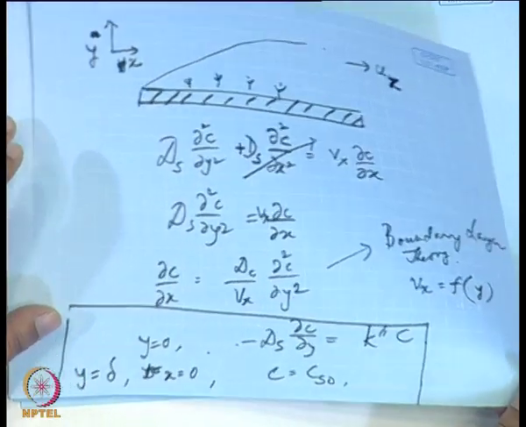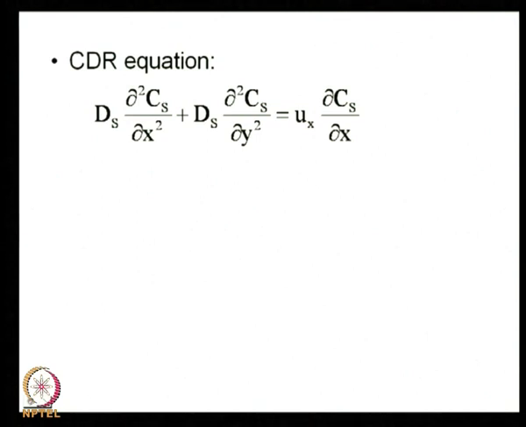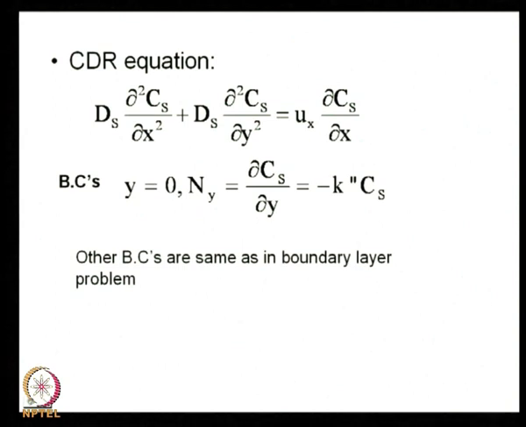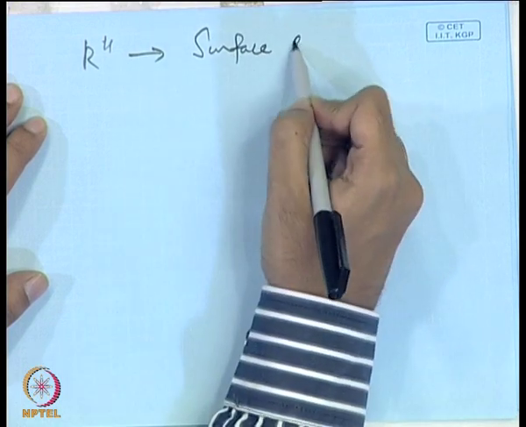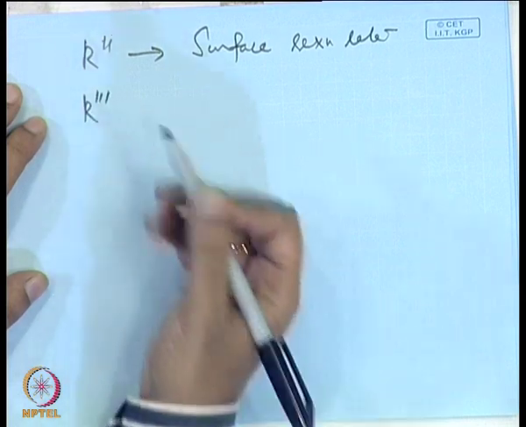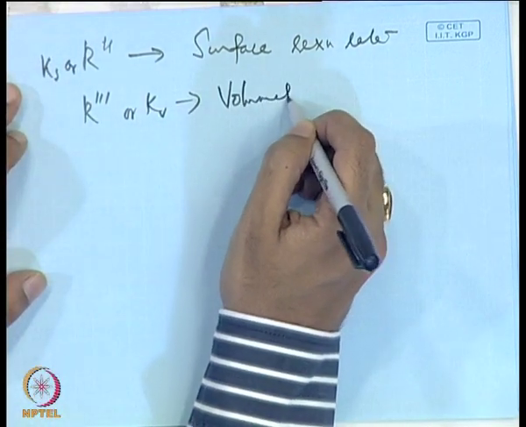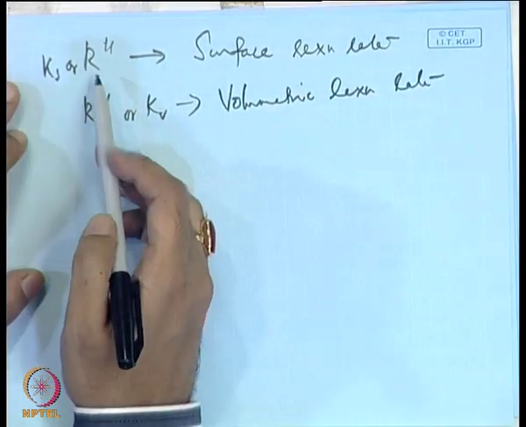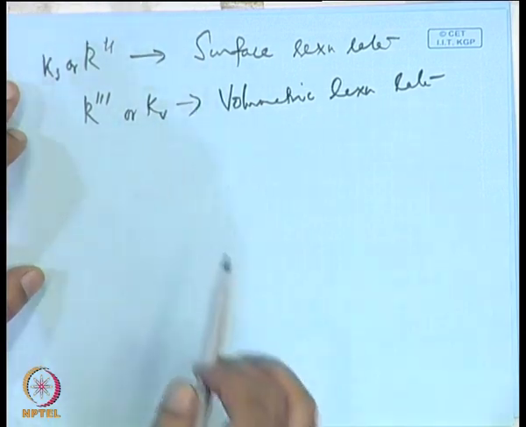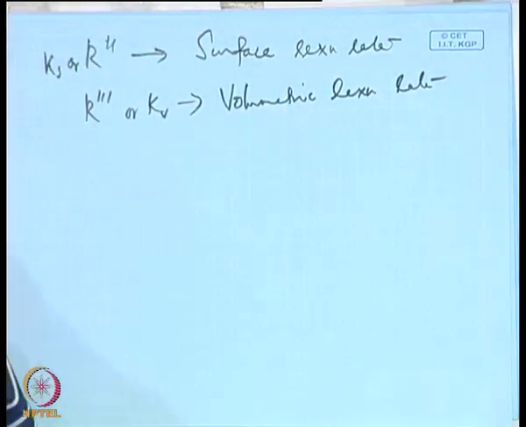We are not doing this exercise in the class today. So, you can go ahead and solve this. What we will do is we will just use the straightforward concept of mass transfer coefficient. There is a slight error here, there should be Ds times del Cs by del y equals k double prime Cs. Now, why do I use k double prime? It's the rate at the surface. K double prime is typically used for surface reaction rate, and K triple prime or Kv is used for a volumetric reaction rate. So, double prime corresponds to 2D and triple prime corresponds to 3D. Other boundary conditions are the same as the boundary layer problem.